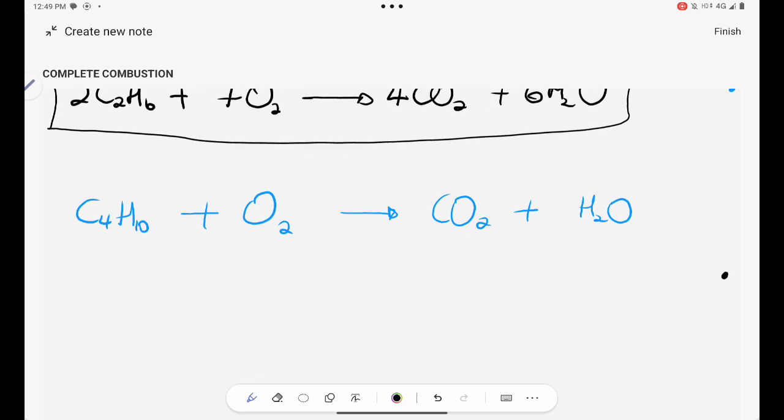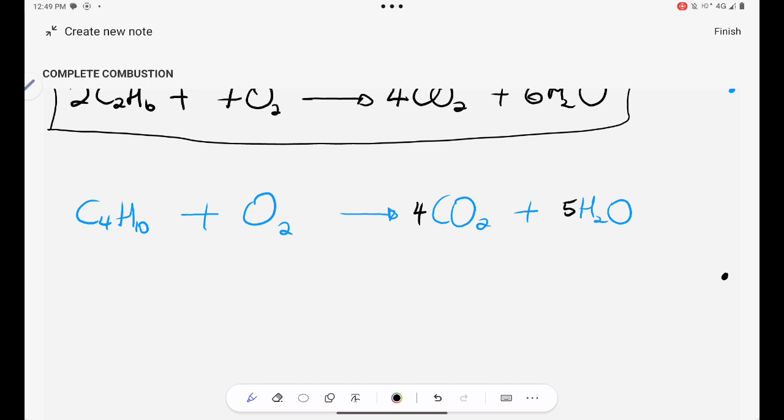How many carbons do I have on my left hand side? I have 4 carbons, right? But on my right hand side I only have 1. So 4 will become my stoichiometric coefficient. How many hydrogens do I have on my left hand side? I have 10. On the right hand side I only have 2. For me to have 10 hydrogens, I need to make 5 to be my stoichiometric coefficient, because 5 times 2 will give me 10.